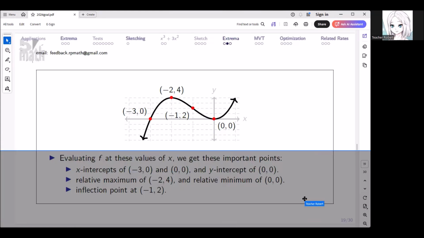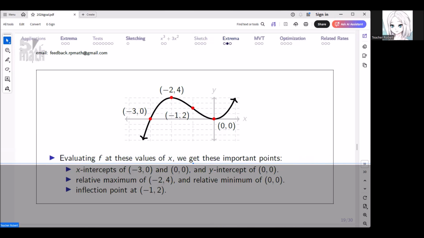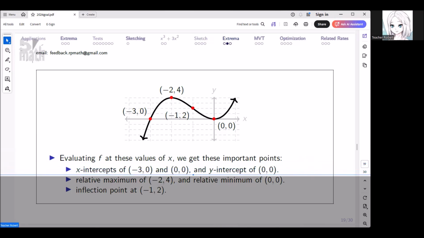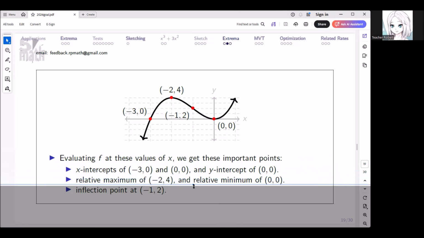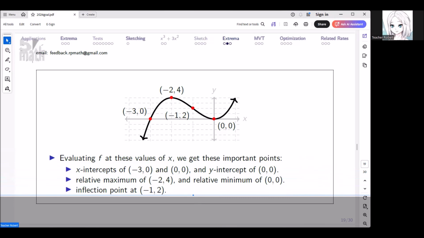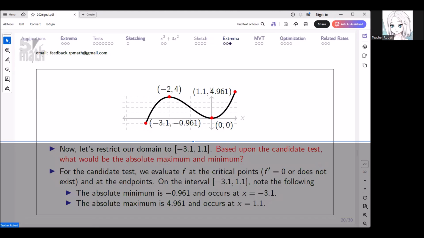Here's a picture. Evaluating f at these values of x, we get these important points. X-intercepts of (-3, 0) and (0, 0), and y-intercept of (0, 0). Relative maximum of (-2, 4), and relative minimum of (0, 0). Inflection point at (-1, 2). Here's the picture.